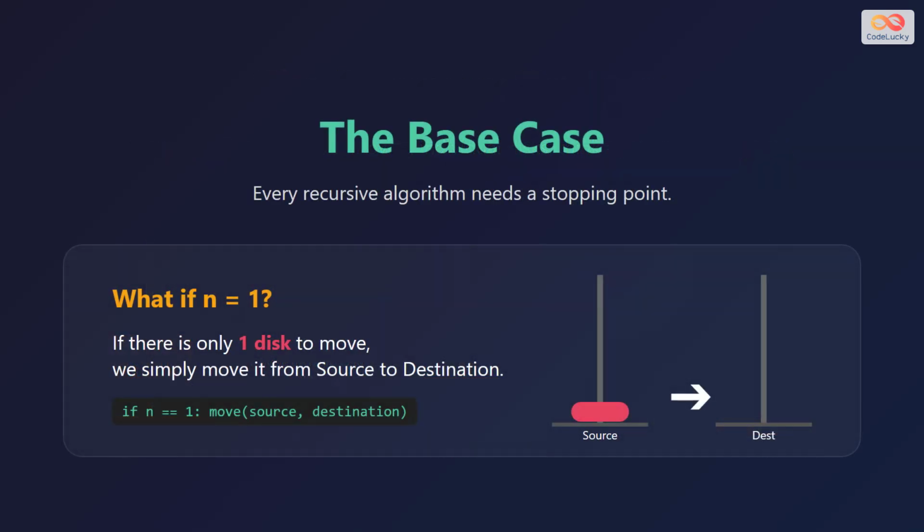Every recursive algorithm needs a stopping point, known as the base case. The simplest version of this problem is when we have only one disk. In this scenario, we don't need any complex logic. We simply pick it up and move it to the destination.